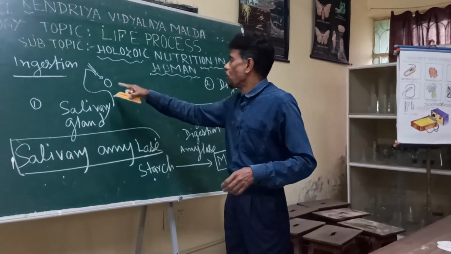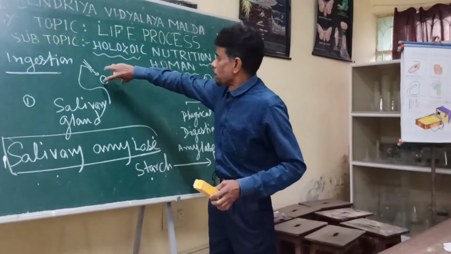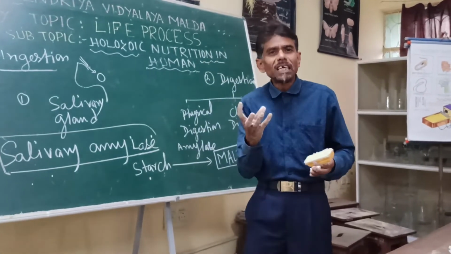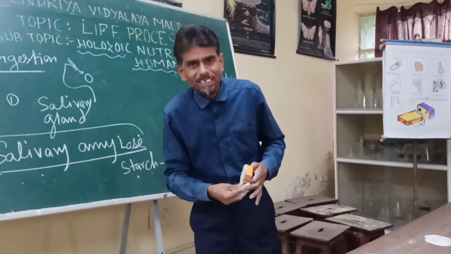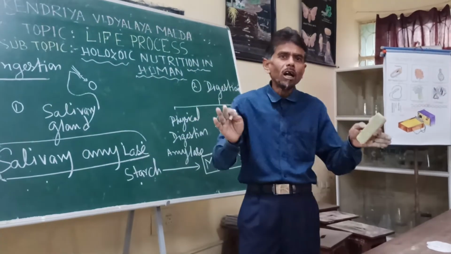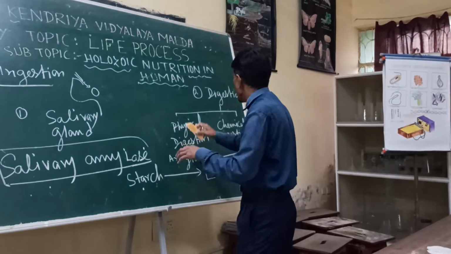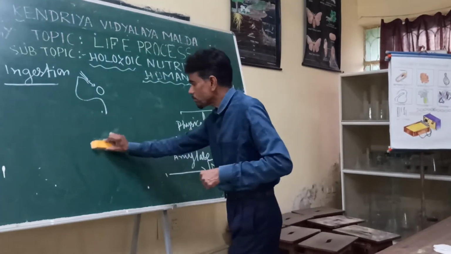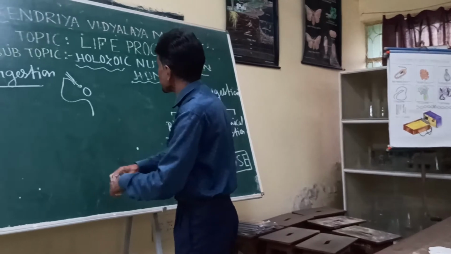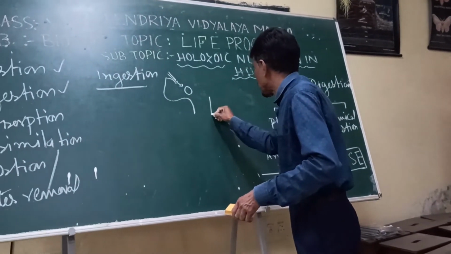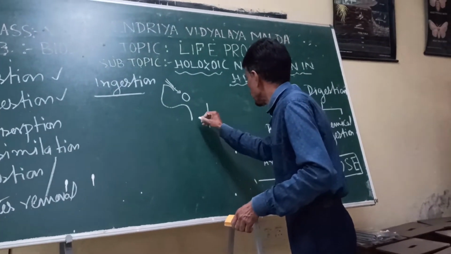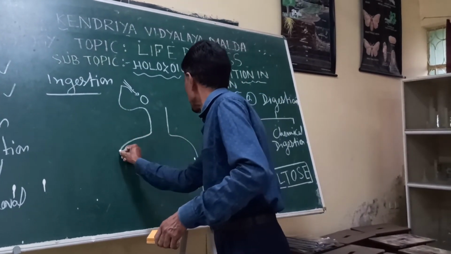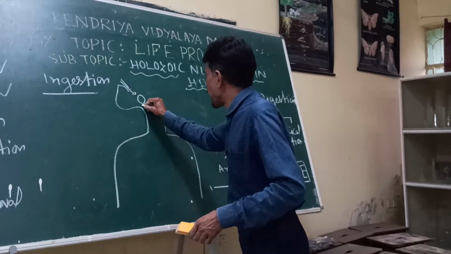Now, once the food is physically broken, it mixes with saliva and forms a semi-solid paste. This paste is called bolus. What is it called? Bolus. Now, this bolus passes through a pipe.